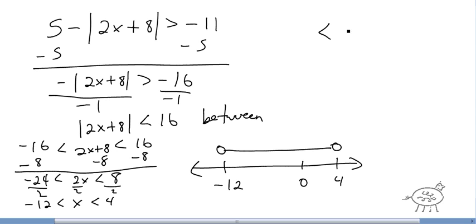Now some of you might be asking, well, what happens if you get a problem that looks like this? Less than a negative value, negative 11, or greater than a negative value. Well, that's a good question. We're actually not going to cover it now, so you won't see any problems like this. We'll cover this in Algebra 2. You need to leave something for Algebra 2. So you won't actually get any problems like this.